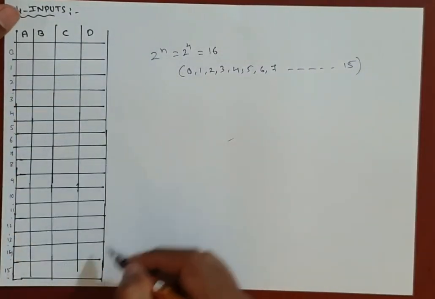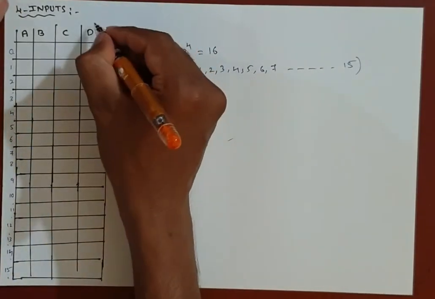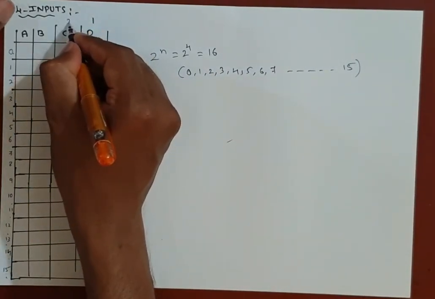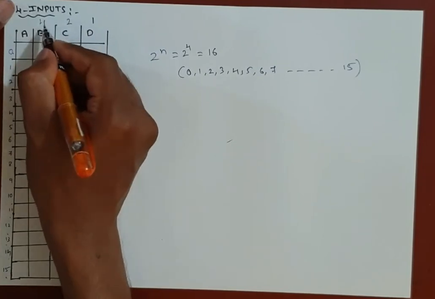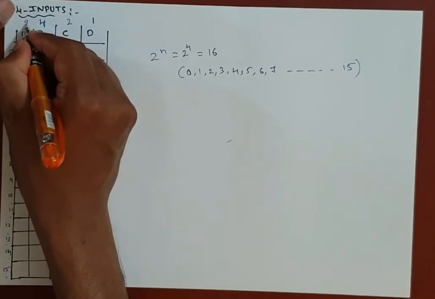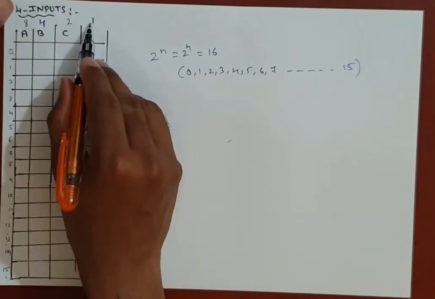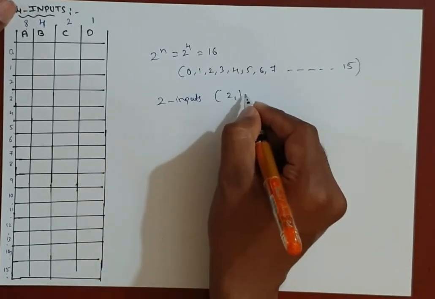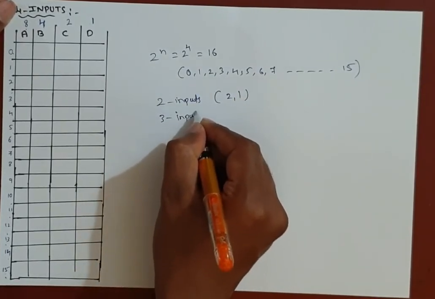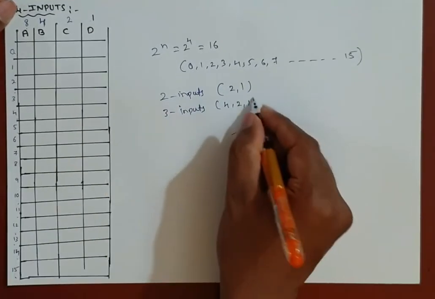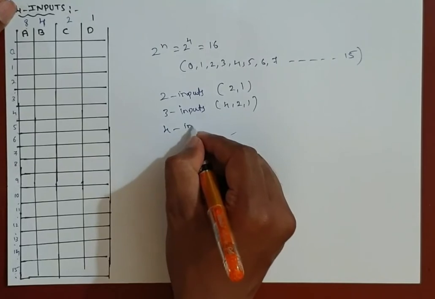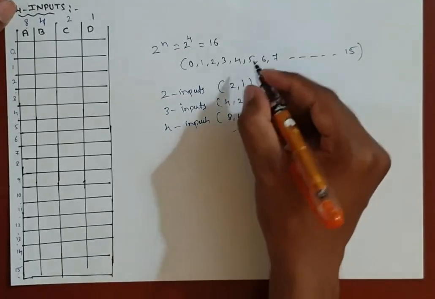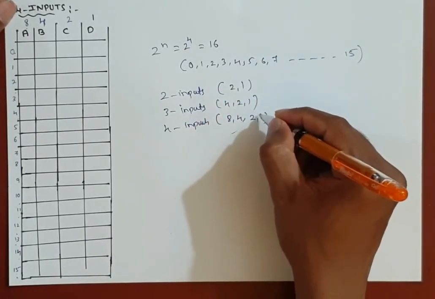Now how to fill this tabular column? As I have said, first place 1 towards the right hand side. Next, double it: 1 plus 1 is 2, again double it, 2 plus 2 is 4, again double it, 4 plus 4 is 8. Now here it is the 8, 4, 2, 1 combination. So for 2 inputs, 2, 1 combination. For 3 inputs, 4, 2, 1 combination. For 4 inputs, 8, 4, 2, 1 combination. So how to get this? From the right hand side, first place 1 over here, next go on doubling.